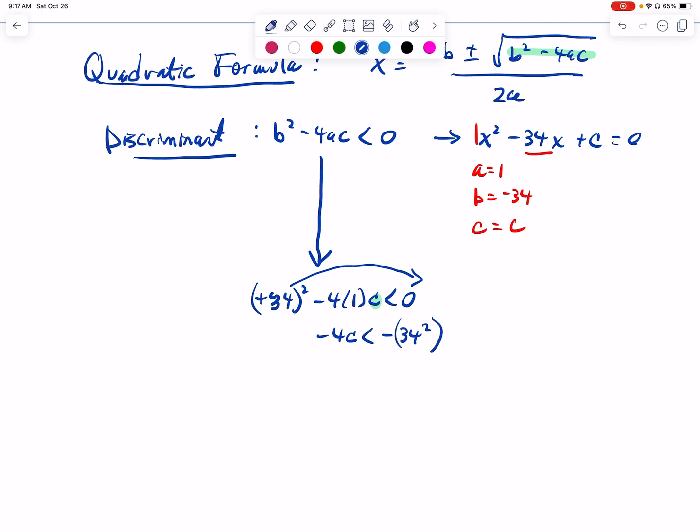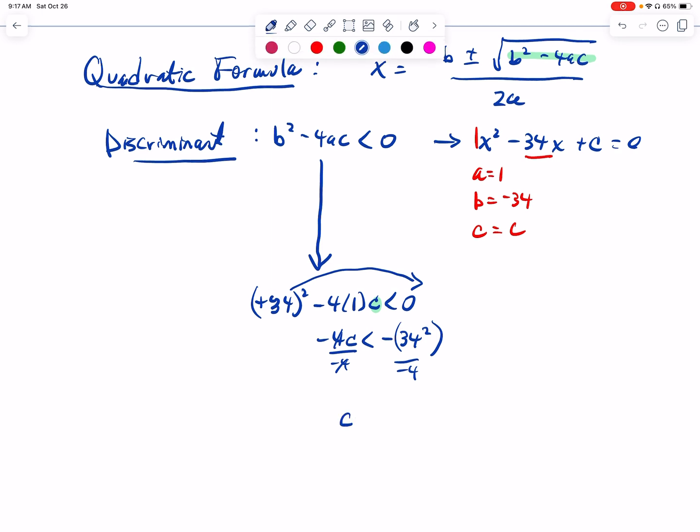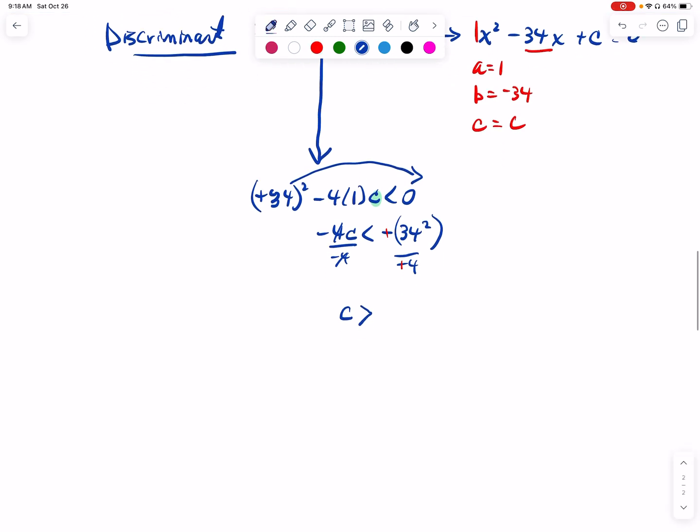Okay, now I'm going to divide by negative 4. When I divide both sides by negative 4, I have c is, what's going to happen to this inequality sign? It has to flip around because I divided by negatives. And the negatives over here are also going to cancel, because a negative divided by a negative is a positive. So the only thing I'd have to put into my calculator is 34 squared, and then divide that by 4.